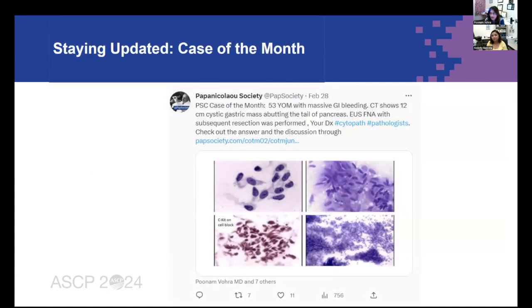Another way we can share the knowledge of pathology is through sharing case of the month, and this is an example through again Papanicolaou Society, where we share timely case reports. And by following these cases, you can learn from real world examples, see how others approach difficult diagnosis. And this regular exposure not only will improve your diagnostic skills, but also it is an excellent way to keep learning in a practical and interactive manner.